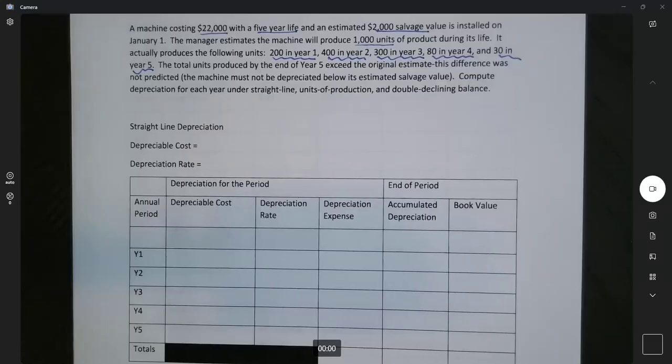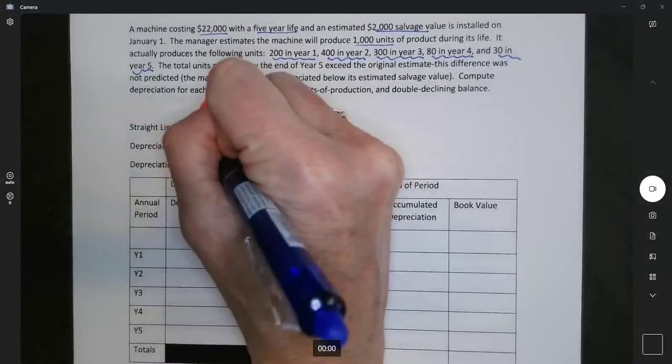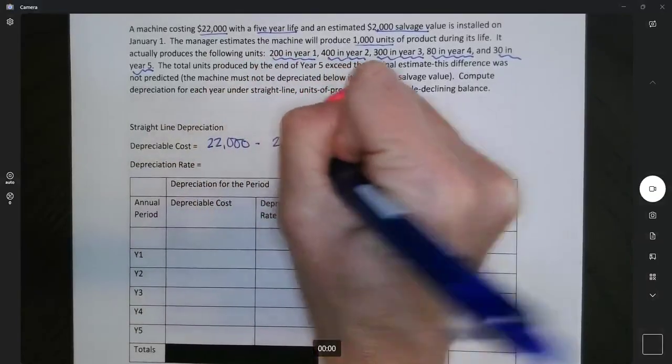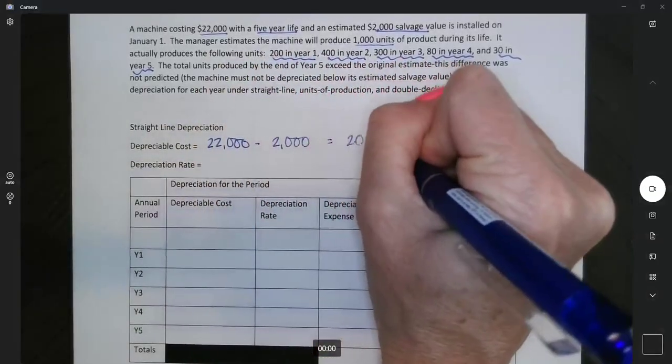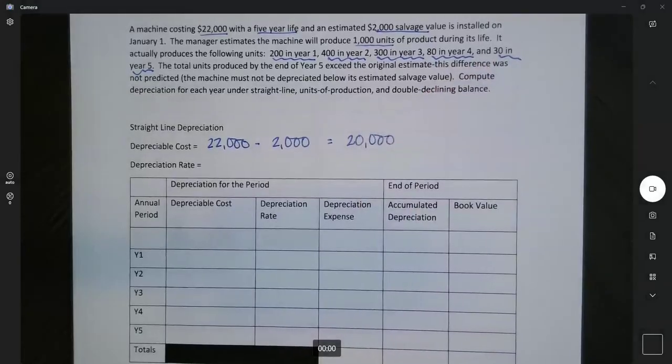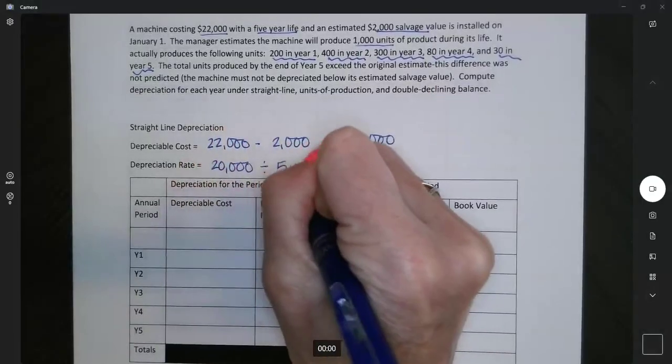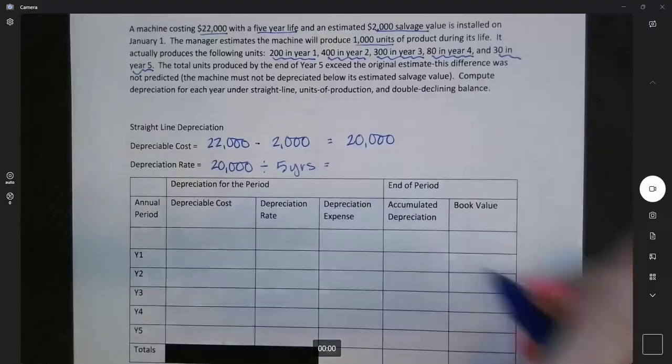To determine our depreciable cost, we take the $22,000 that we purchased it for, and we subtract out $2,000 for our salvage value. We get $20,000. For our depreciation rate, we're going to take $20,000. We're going to divide it by 5 years. And we're going to get $4,000 per year.